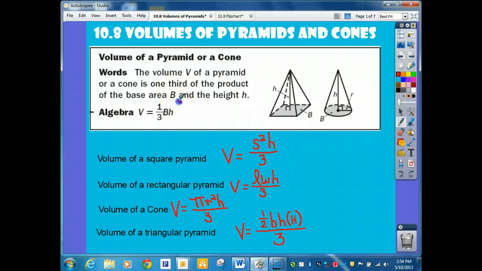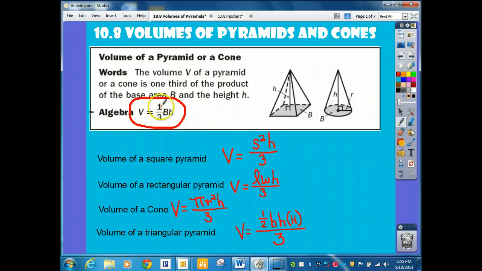Because as you can see, we have the generic formula here for volume equals 1/3 times the base area times the height. Well, the base area depends upon what kind of pyramid you have. If it's a square pyramid, then you have side squared as its base. So you have your side squared right here. If it's a rectangular pyramid, then it's length times width. If it's a cone, you have a circle, and that's pi r squared, and then times the height. For the triangle, the base is obviously then a triangle, 1/2 the base times the height of the whole figure.